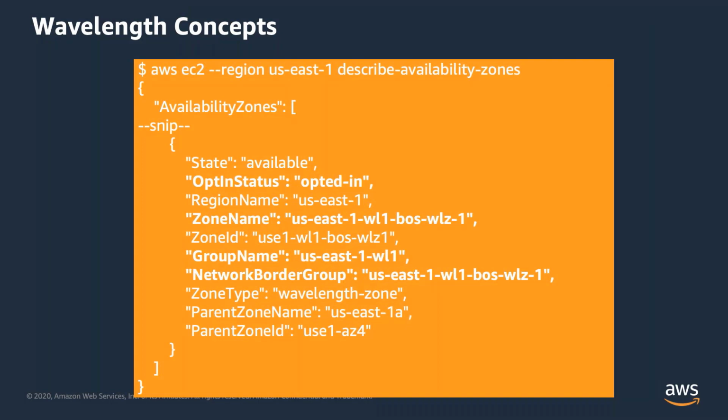Let's look at some of the concepts of Wavelength Zones that we can see from the Describe Availability Zone API call. First, you need to be opted into Wavelength to use it. The zone name is passed into APIs like Create Subnet, just like availability zones today. The group name is used to refer to groups of Wavelength Zones for a particular carrier. This group is Verizon zones in the Northern Virginia region. You can also see the network border group, which you use to allocate IP addresses on the carrier's network to EIPs to be used within EC2 instances.